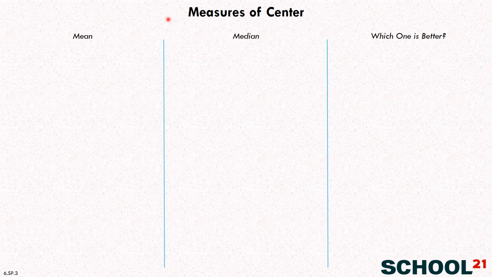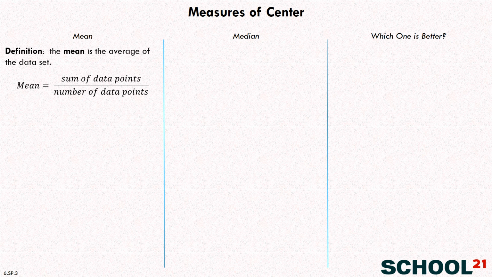Okay, now we're going to look at one of the most important things in math and statistics, which is the measure of center of a set of data. We're going to look at the mean, which is one kind of measure, and then we're going to look at the median, which is another, and then we're going to ask ourselves, which one is better to use? Okay, so first let's look at the mean.